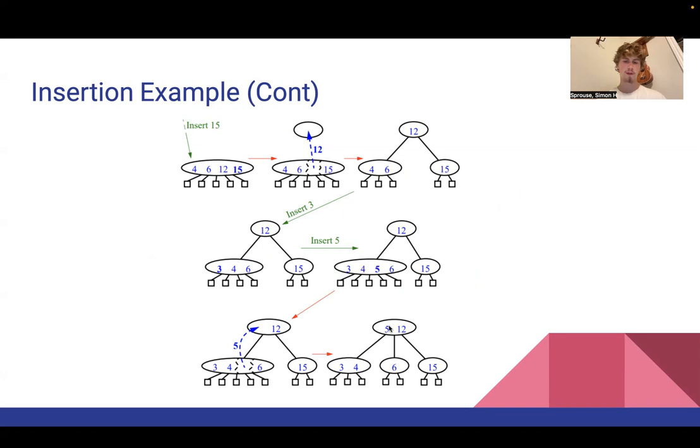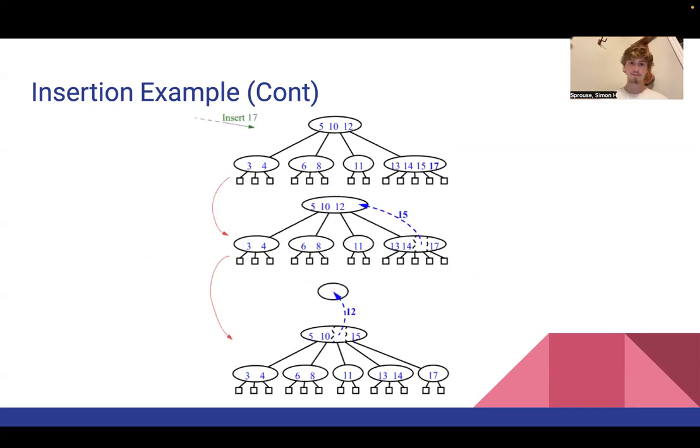In this node, we've got 5 and 12. Separated out, we have the elements that are less than 5, being 3 and 4. The elements that are between 5 and 12, which is 6. And then the elements that are greater than 12, which in this case is 15. And we keep going. So you insert 17, as you can see.